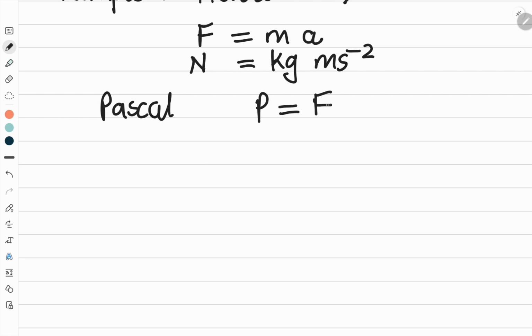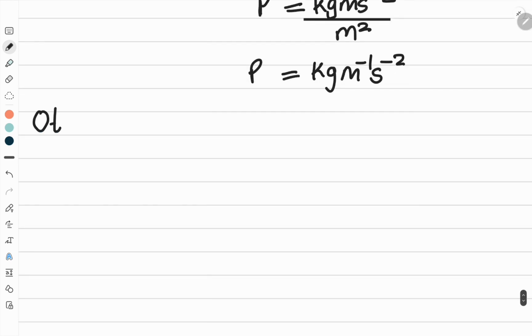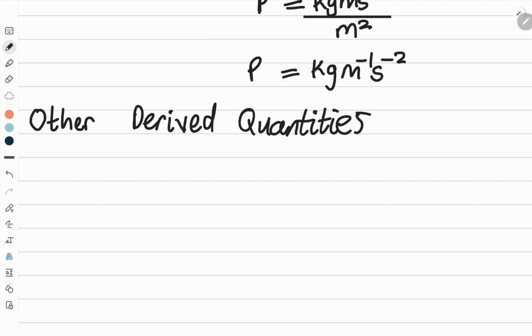Then you take a look at the Pascal, which is the unit of pressure. Pressure is connected with the formula force over area, which implies our Pascal would be equivalent to kg meters second to the negative 2 divided by area in square meters. And in the end, we end up with our Pascal being equal to kg per meter second to the negative 2.